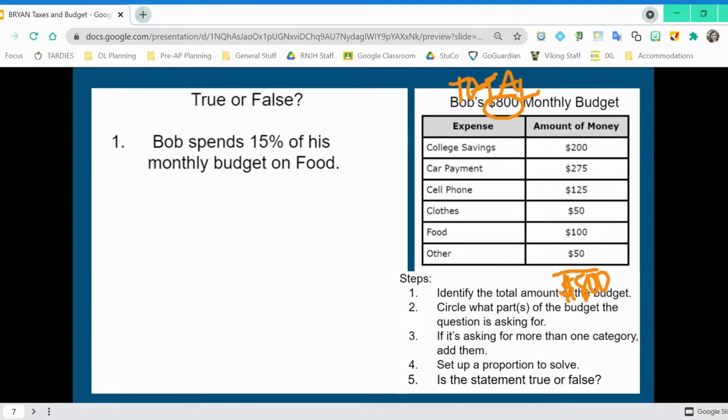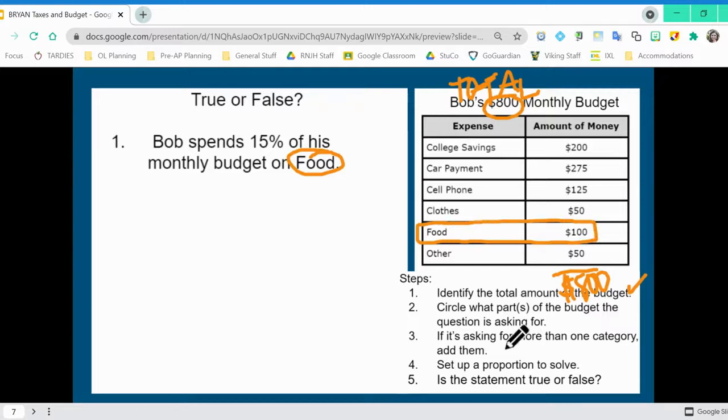So the steps we're going to do is we're going to identify the total amount of the budget. Check, already did that. Next, we're going to circle what part of the budget the question is asking for. So Bob spends 15% of his monthly budget on food. So we're focused on food. Right here, I'm going to circle that for us.